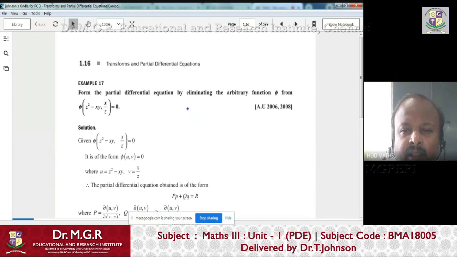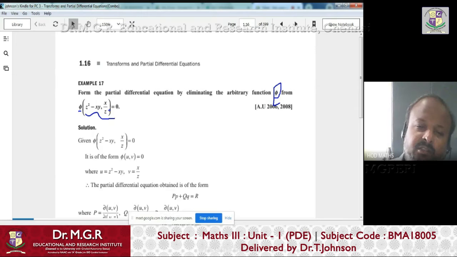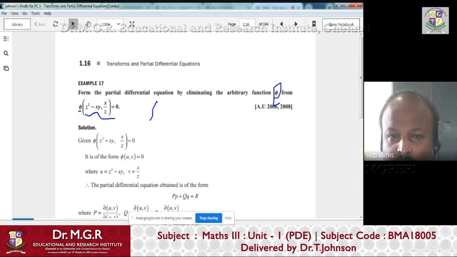Find the form of PDE by eliminating the arbitrary function phi. So they themselves mention phi is an arbitrary function. But here the function is given in this form. It is of the form some function of z square minus xy with x by z. See, this is also a typical one. So here the arbitrary function is only one function. So phi is the only arbitrary function, but it has two, what can I say, terms or two variables, right? It is something like writing f of x comma y.